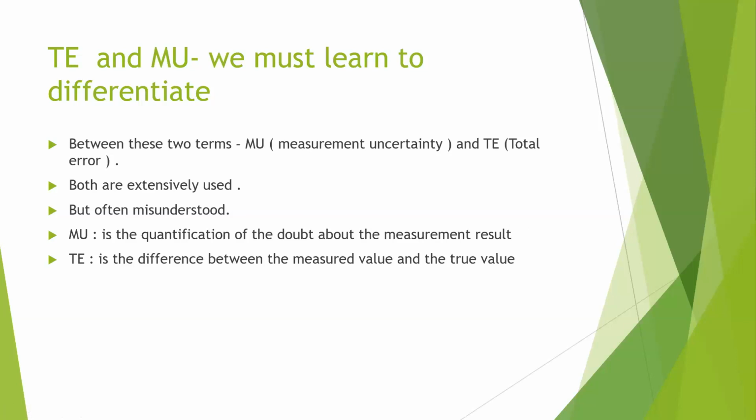Whereas total error is the difference between the measured value and the true value. So there is a difference. Although they are very similar, we quite often use them interchangeably, which is absolutely incorrect. But it is important to learn the difference between total error and measurement uncertainty.